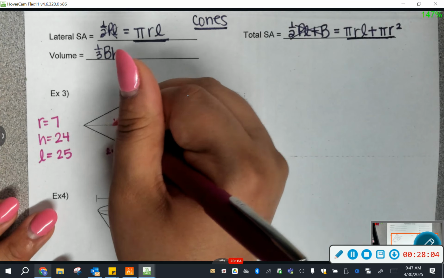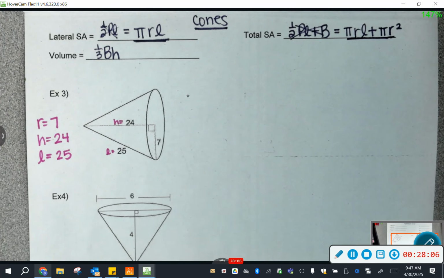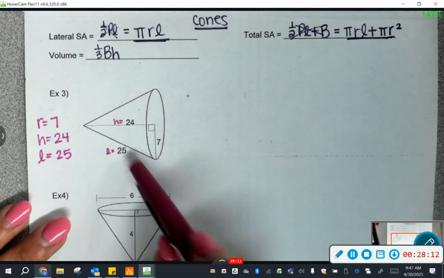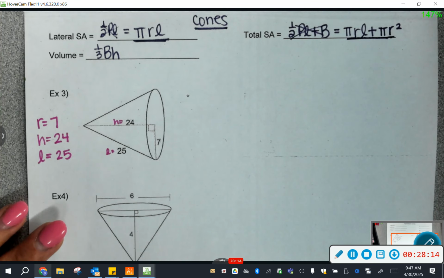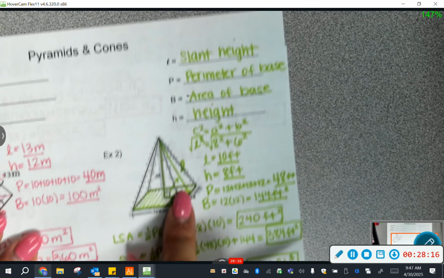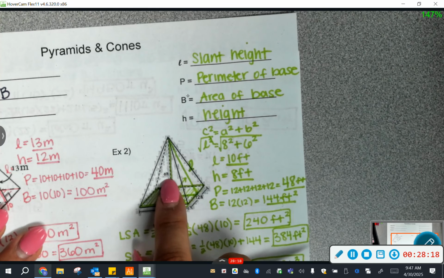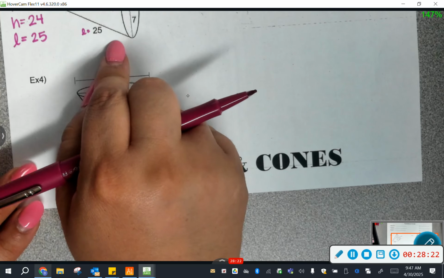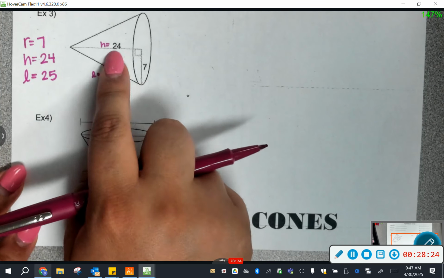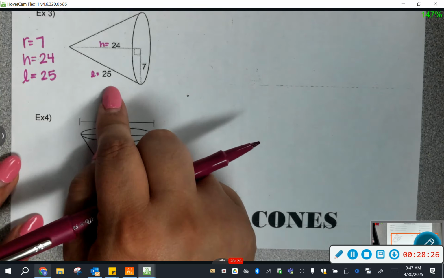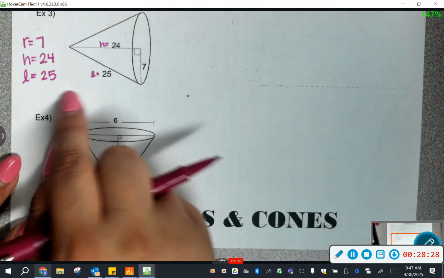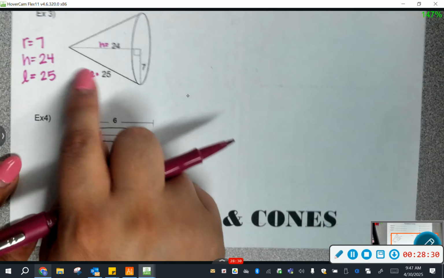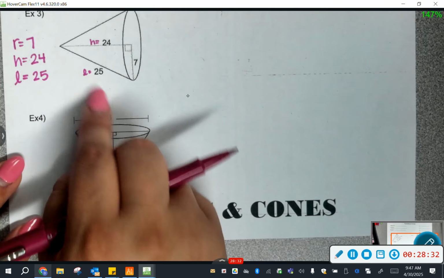Will it always be one number above? No. For instance, this one was 10, that one was 8. But these three numbers have to work with the Pythagorean theorem. So 7 squared plus 24 squared does equal 25 squared. But no, it won't always be one number. But the slant height should always be bigger.